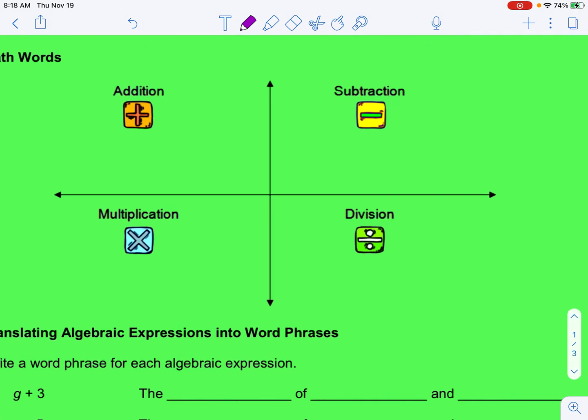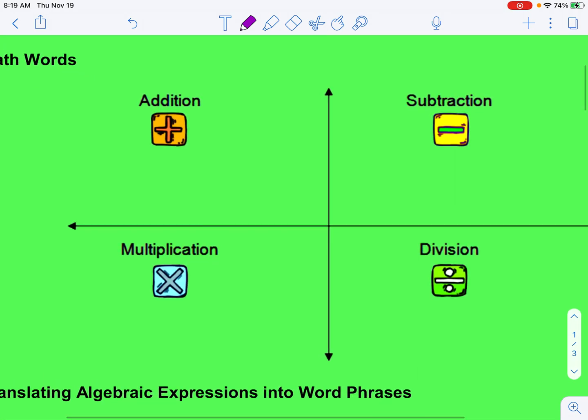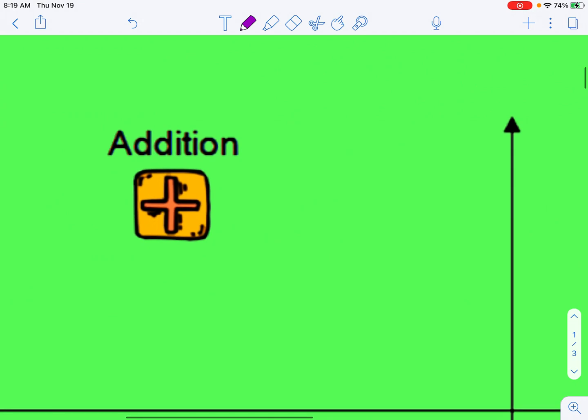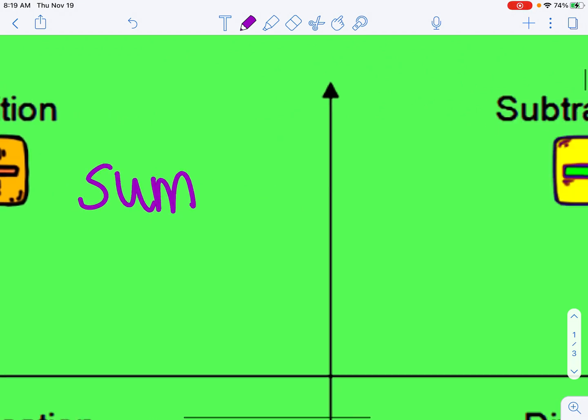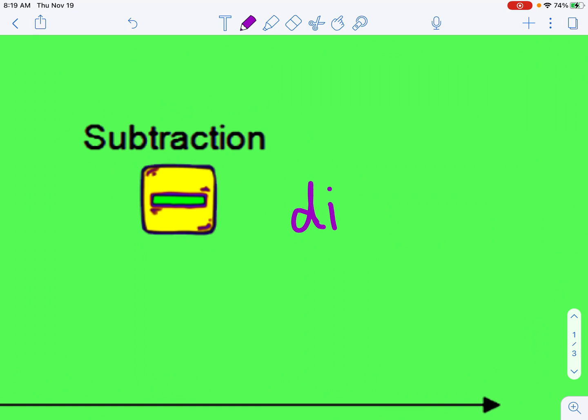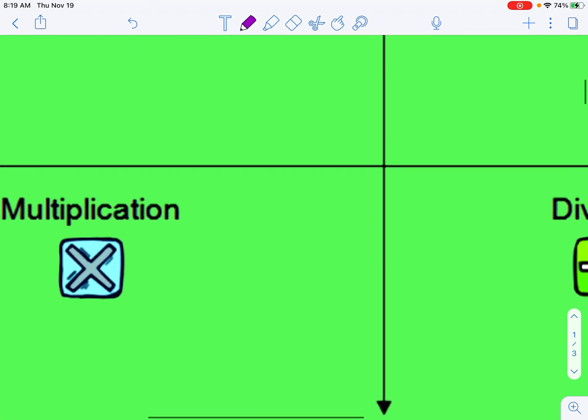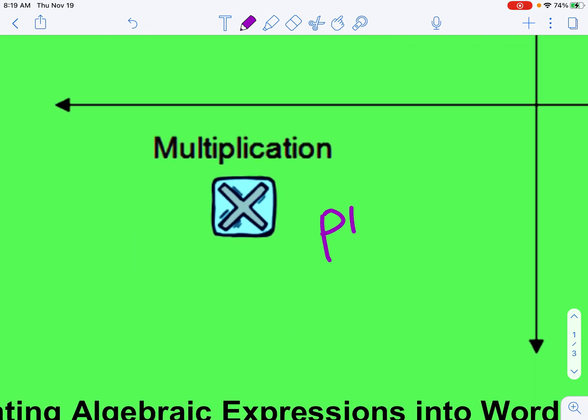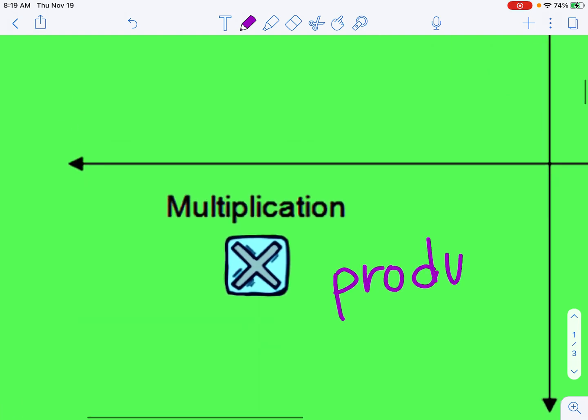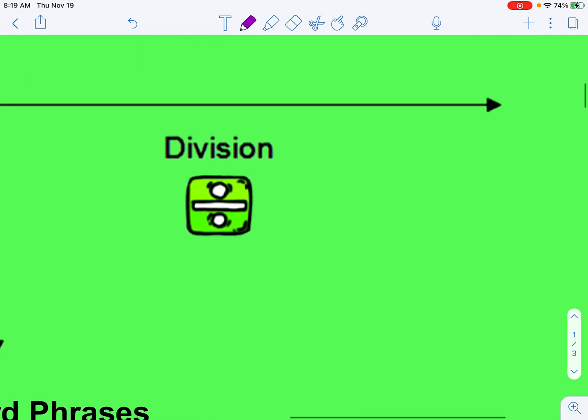So let's get started. The first thing we want to think about are different words that mean add, subtract, multiply, and divide. So I think the first word that we should think of is what the answer to an addition problem is. So the answer to an addition problem is sum. The answer to a subtraction problem is difference. The answer to a multiplication problem is product. And then the answer to a division sentence is quotient.